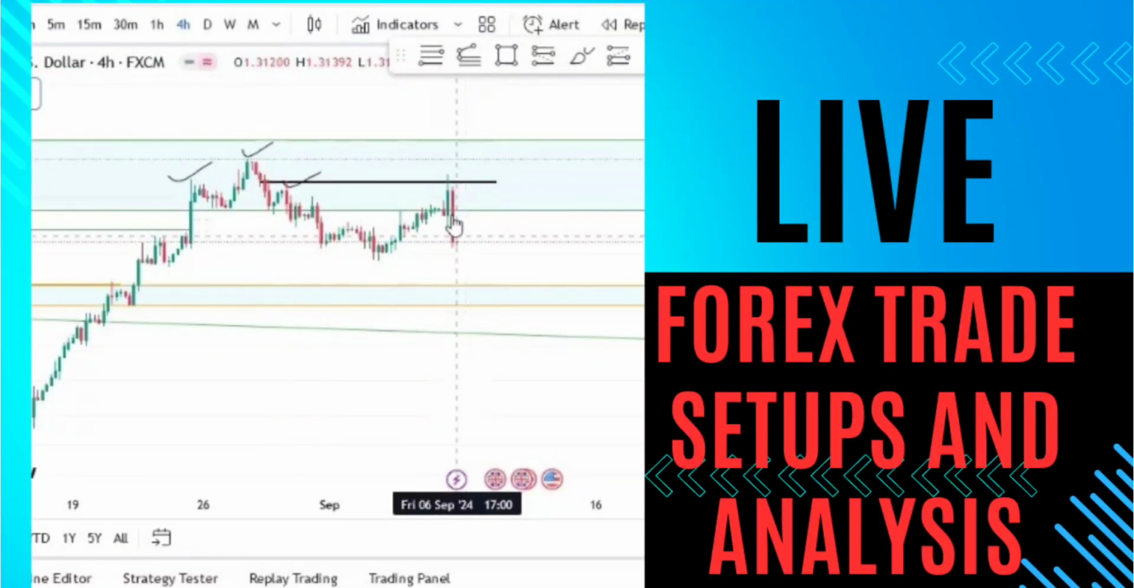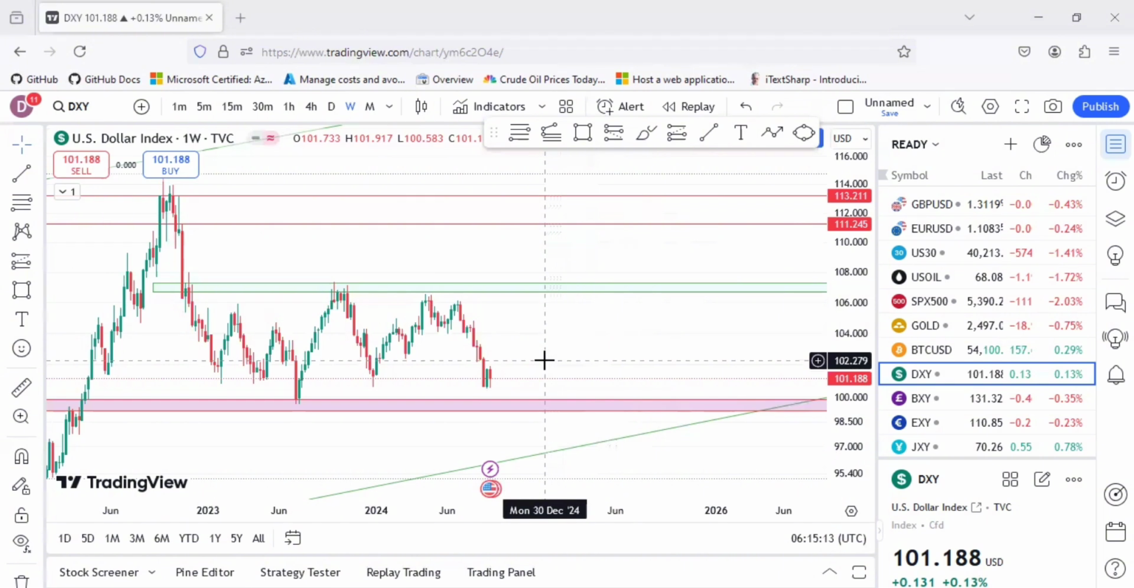I want to quickly show us what we'll be looking out for this week on GBP USD and Euro USD. But before we look into that, I want us to quickly look at the DXY to give us the direction, so that we'll be able to know whether our focus will be on buying or selling. The DXY always gives us the direction on the USD pairs.